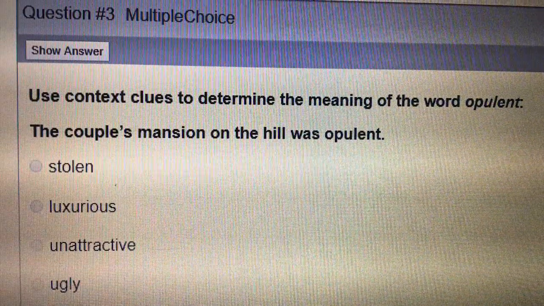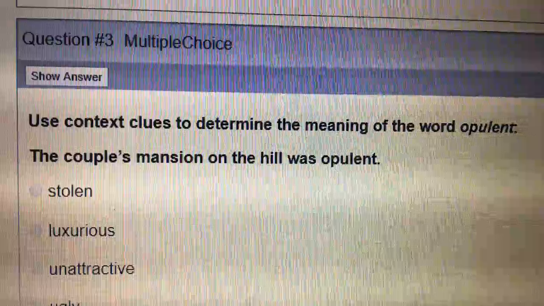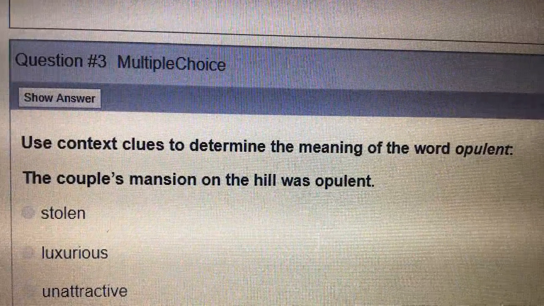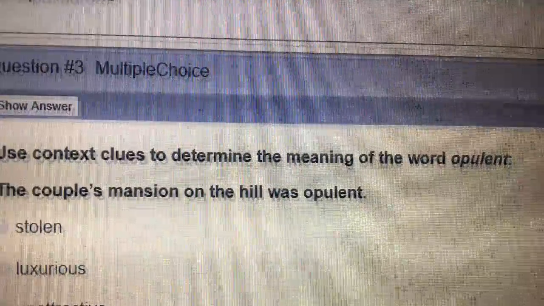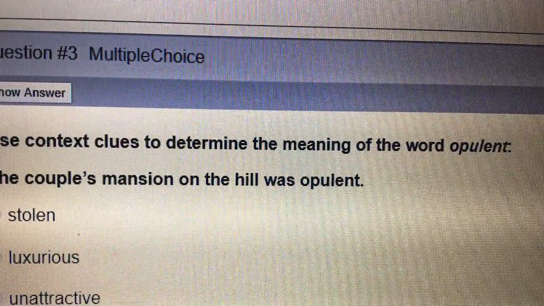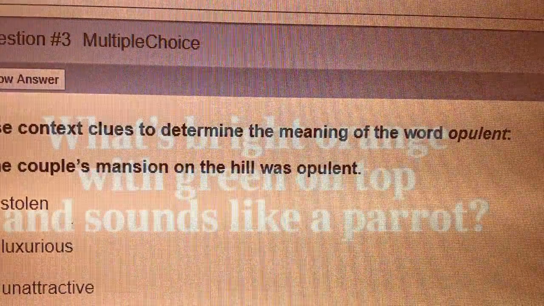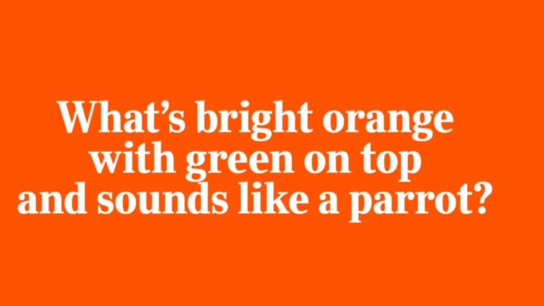Question 3. Use context clues to determine the meaning of the word opulent. The couple's mansion on the hill was opulent. Stolen, luxurious, unattractive, ugly?